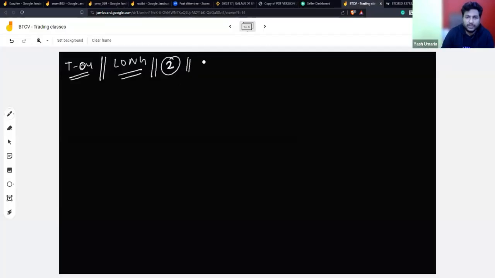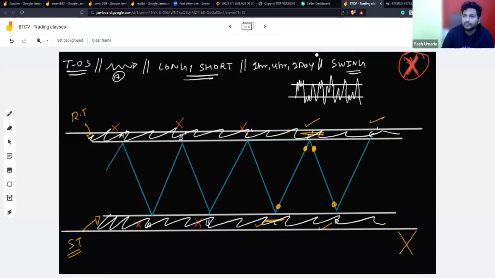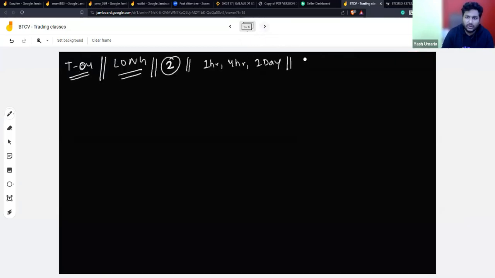Just like always, we will be using the 1 hour chart, 4 hour chart, and 1-day chart. How are we going to proceed? Of course, first we will look at the 1-day chart, then the 4 hour chart, and then the 1 hour chart to figure out a proper entry point. And of course, it's a swing trade.